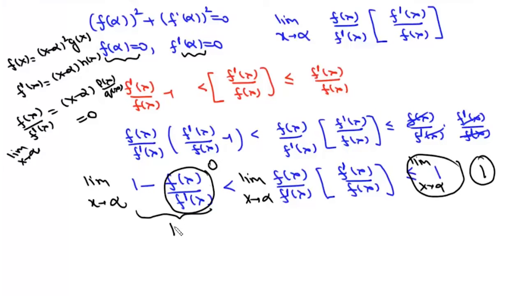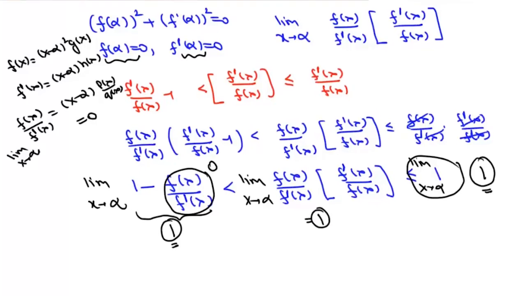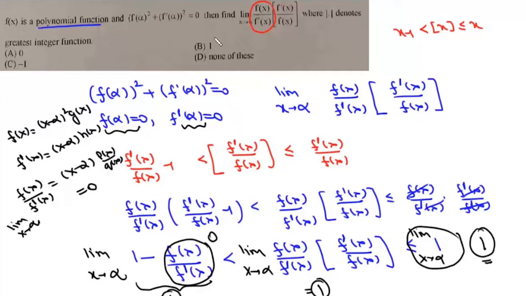So the limit on the left hand side is also 1. The limit on the right hand side is 1, and the limit on the left hand side is also 1. Then from the sandwich theorem we can say that this limit will be equal to 1. So the answer to this limit is 1, and that's your option B.